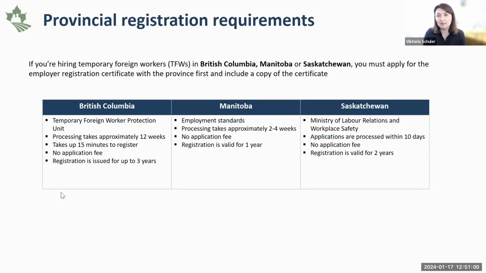And with Saskatchewan, the registration is done with the Ministry of Labor Relations and Workplace Safety. Applications are processed within 10 business days, no application fee, and registration is valid for 2 years. If you are in one of those provinces and you registered in the past, my recommendation, even if you decide, for example, this year I'm not hiring foreign workers, is to just keep your registration valid, because it's always easier to extend it rather than apply for a new one. It will save you some time and work when you decide to apply for your LMIA in the future.